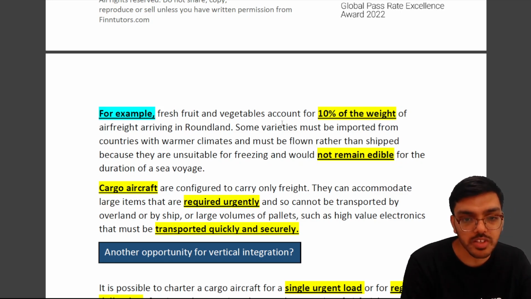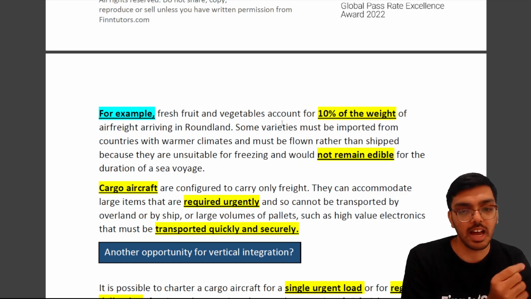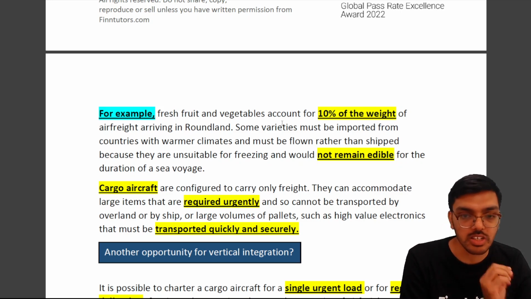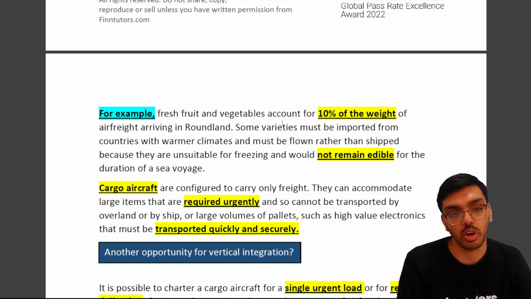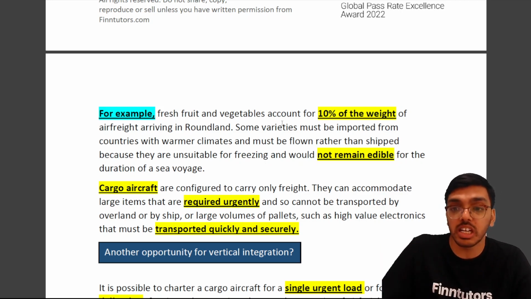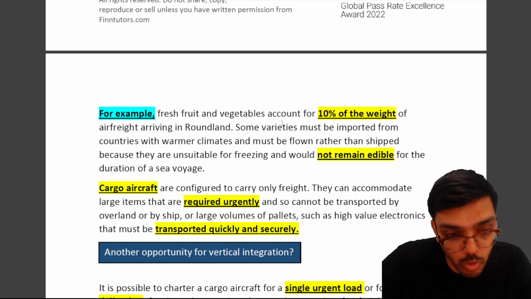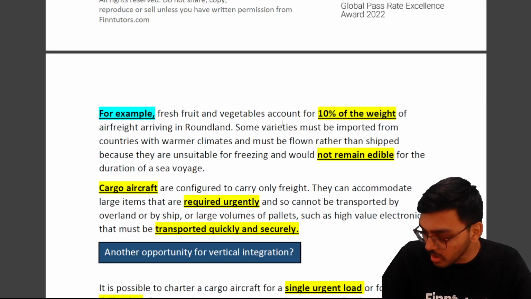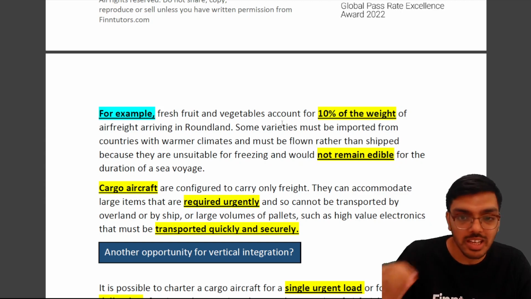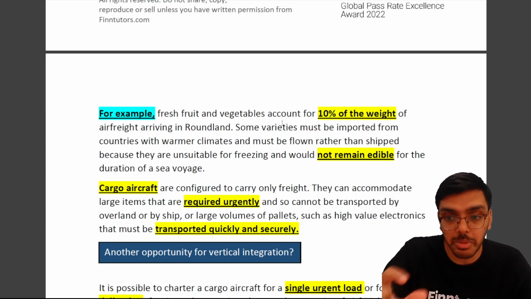Cargo aircraft are considered to carry only freight. They can accommodate large items that are required urgently and so cannot be transported overland or by ship, or large volumes of pallets, such as high value electronics that must be transported quickly and securely. So again, another opportunity for vertical integration. Can I have my own cargo aircraft that look to deal with all of this? Because it is an aspect that is growing. It is an industry that is fast growing.